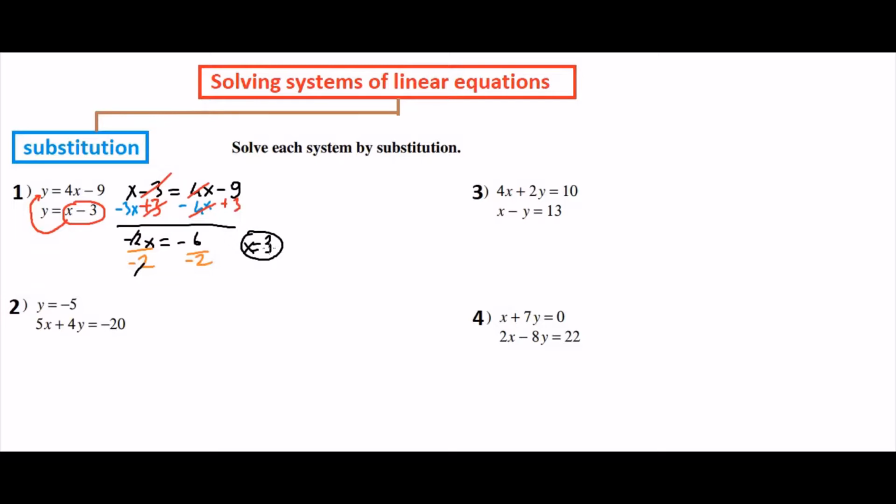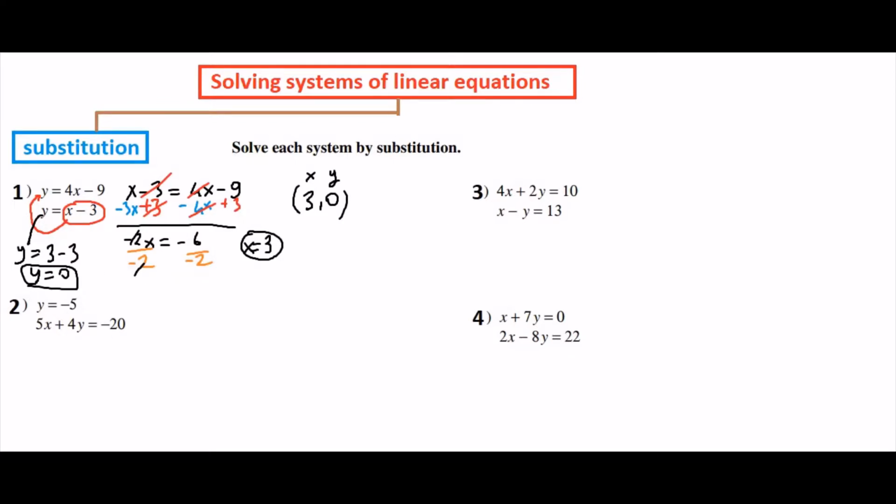If x is positive 3, then what's the value of y? We have to plug in the x value here. y equals, instead of x, we write 3 minus 3, so y equals 0. So the solution set is (3, 0). So when x is 3 and y is 0, these two equations are satisfied.